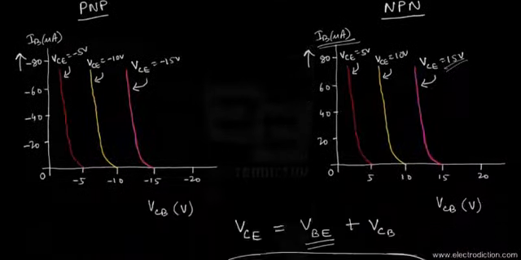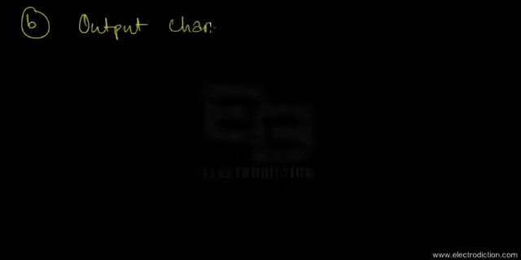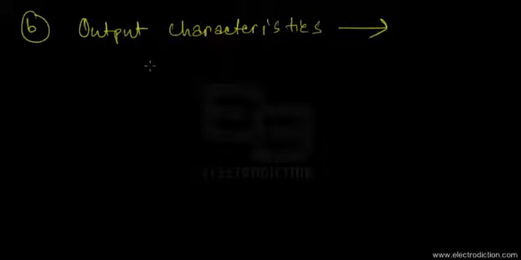And now if you just quickly take a look at the output characteristics as well. I'm just going to write that down over here. So that is part B, the output characteristics. In case of the output characteristics, we're just going to study the variation of the emitter current, represented by the symbol IE, versus that of the collector to emitter voltage.